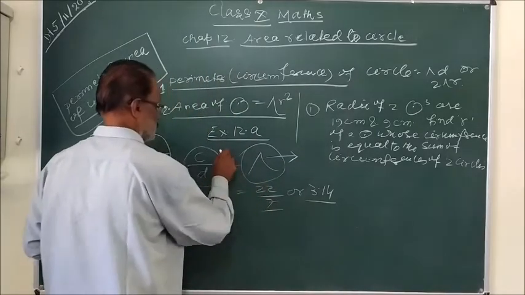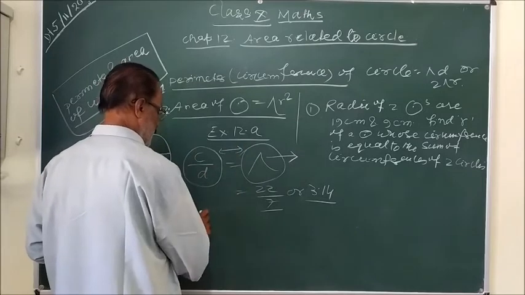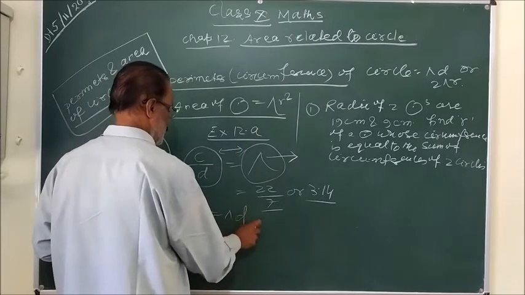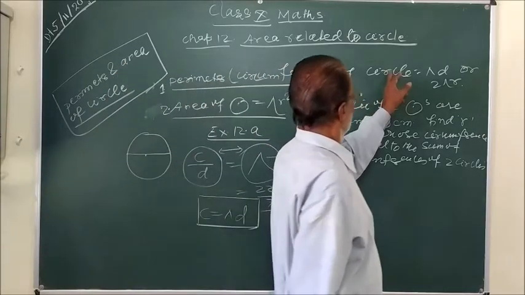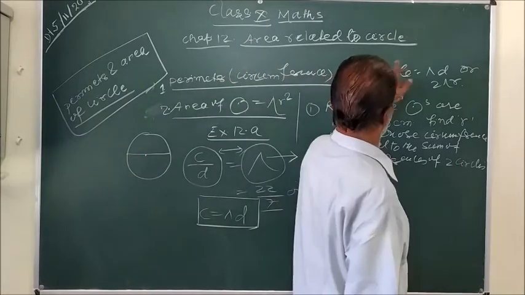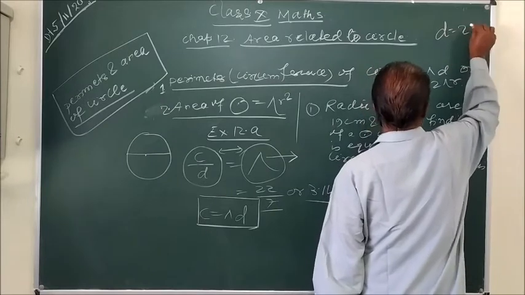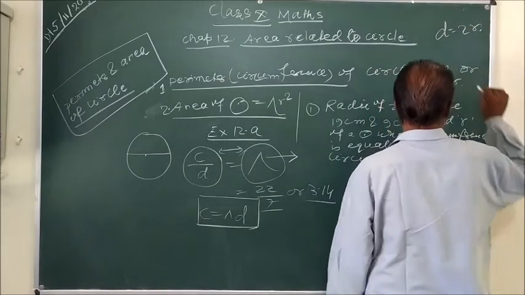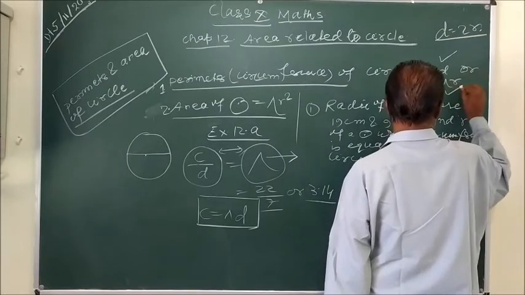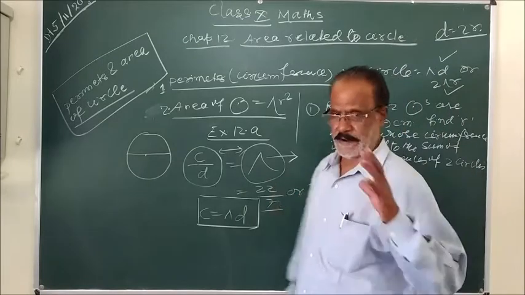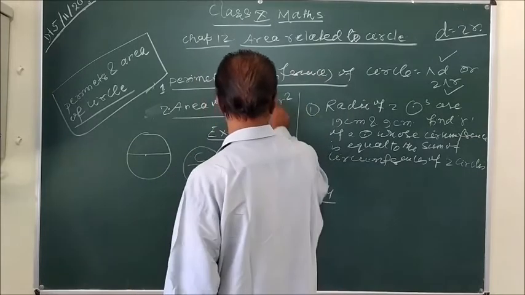And from this property, if you cross multiply, C is equal to pi d. This is how the formula of circumference comes out. So circumference, or perimeter of the circle, is pi d. Now d is double the radius, so in place of d you can write 2r. So pi d or 2 pi r is the formula for circumference. And the area of circle formula is pi r square.